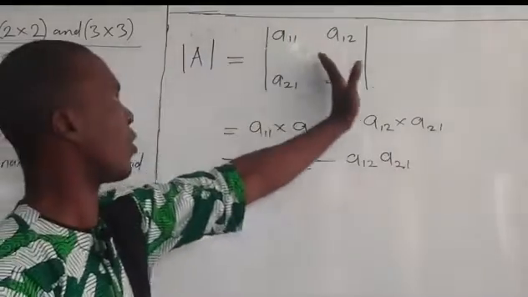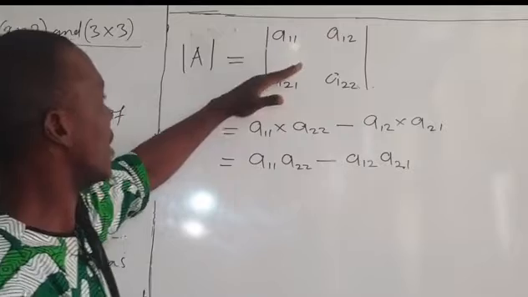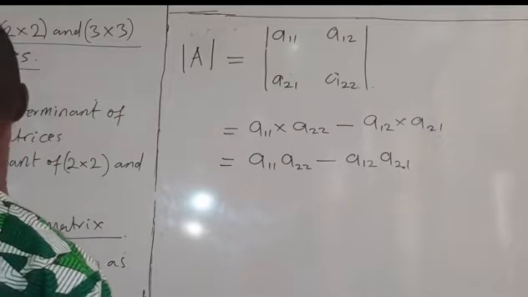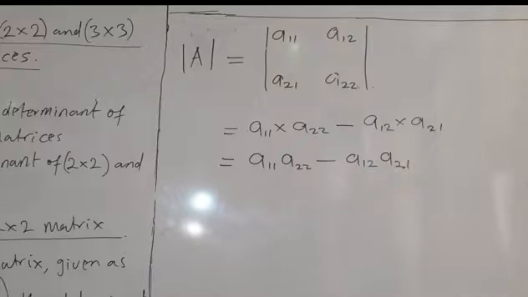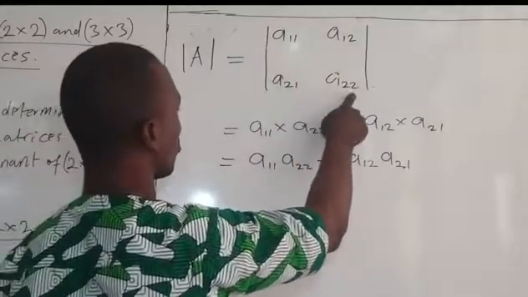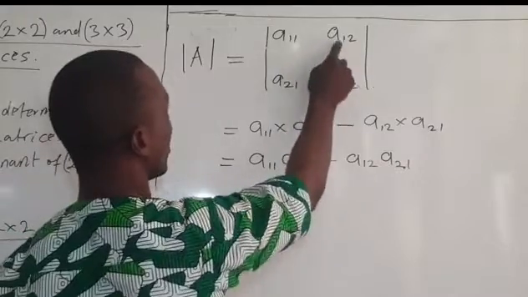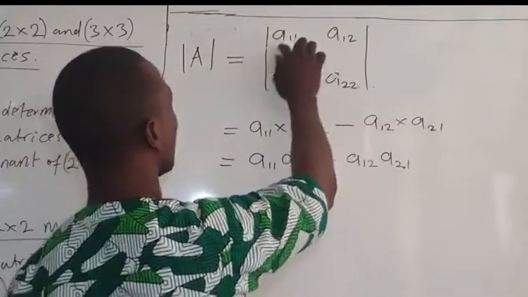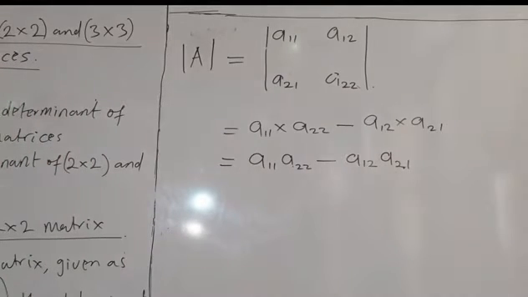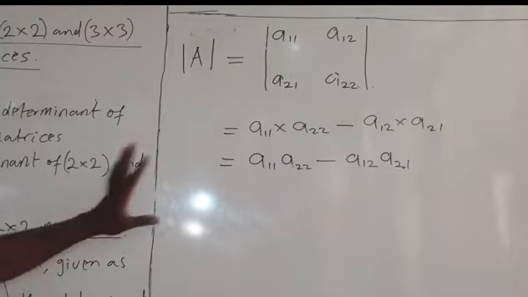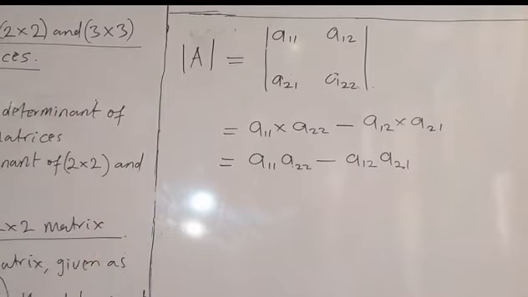So we have the main diagonal, which is the principal diagonal, and we have the other diagonal. To determine the determinant of a 2 by 2 matrix, we multiply A11 by A22, then minus A12 multiplied by A21. These A11, A12, A21, A22 represent numbers, so we can use numbers in place of them. This is just a simple explanation of the determinant of a 2 by 2 matrix. We are going to solve a question under this topic now.